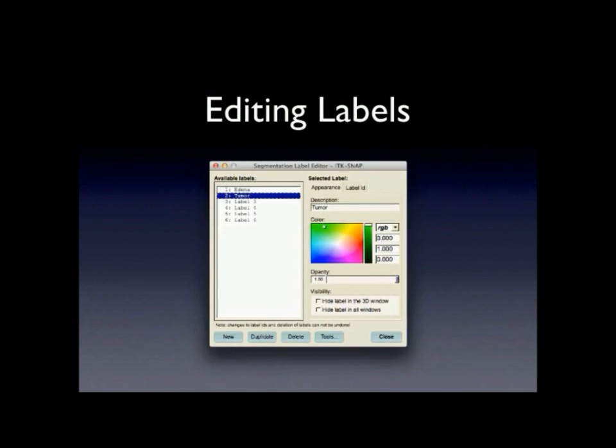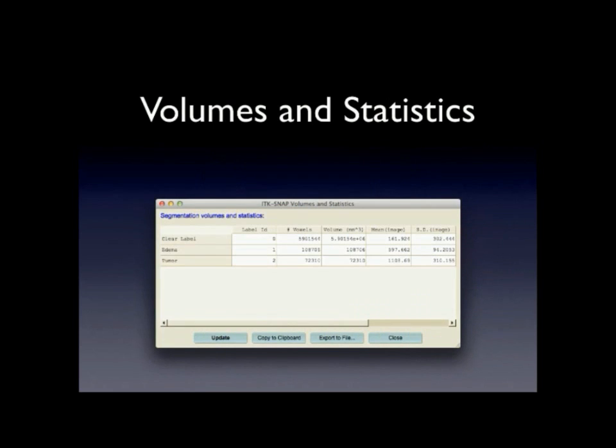So if we click that button, we're going to get a label editor, which is a simple GUI for renaming labels and changing their colors. So we can change the color, we can change the opacity.